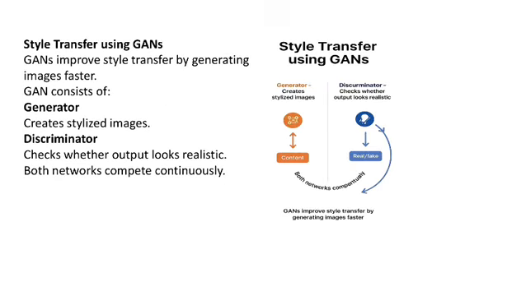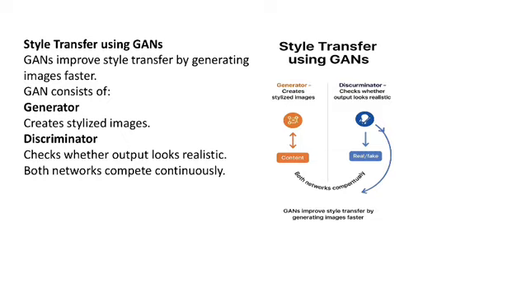Then the topic is style transfer using GAN. GAN-based style transfer improves both speed and output quality. In this method, the generator creates stylized images while the discriminator checks whether the generated images look realistic or not. Because of adversarial training, GAN can generate high quality stylized outputs much faster than traditional methods. GAN-based approaches are widely used in real-time image editing, video filters, and AI art generation systems.